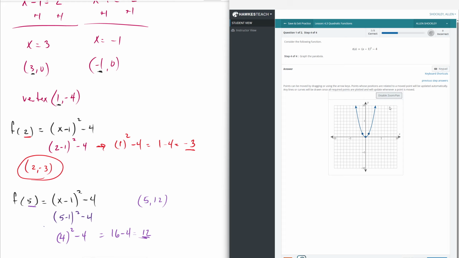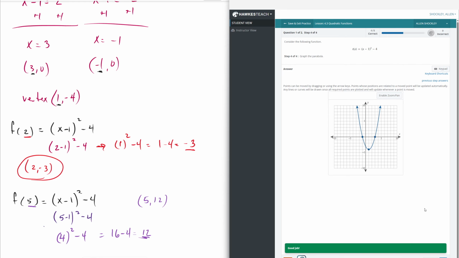Now that I got it, they want us to graph. We only need to graph 3 of these points, so let's graph. The vertex was at 1, negative 4, so we're going to just scoot this one over. Going to go 1, negative 4. Then we had one of our coordinates at 3, 0, so right 1, 2, 3, 0. And then the other one should be at negative 1, 0. Submit. And there we go.